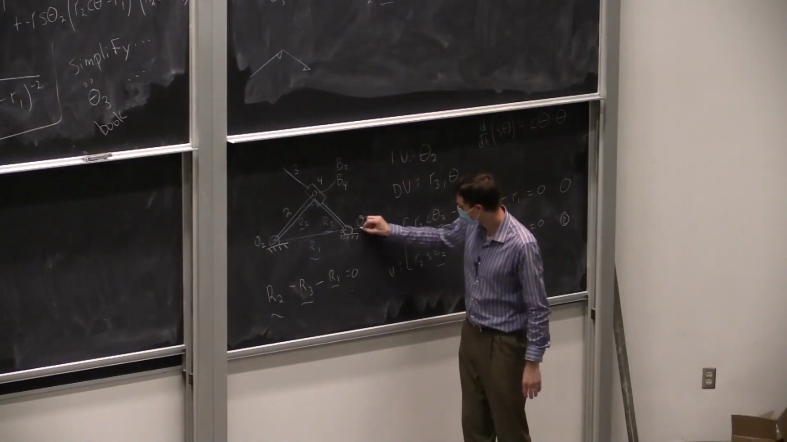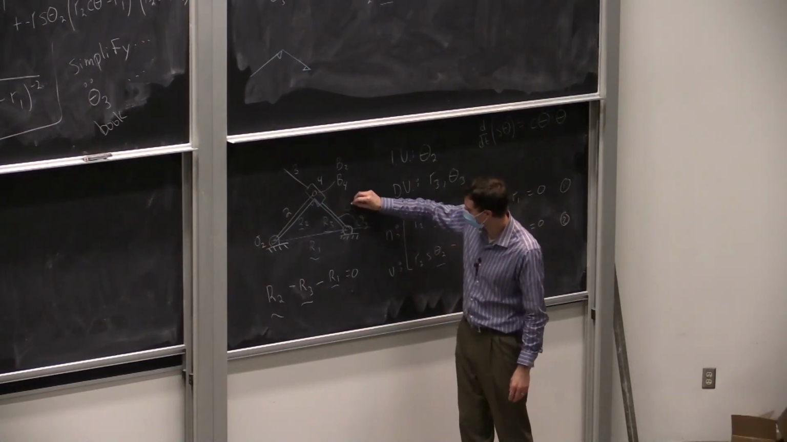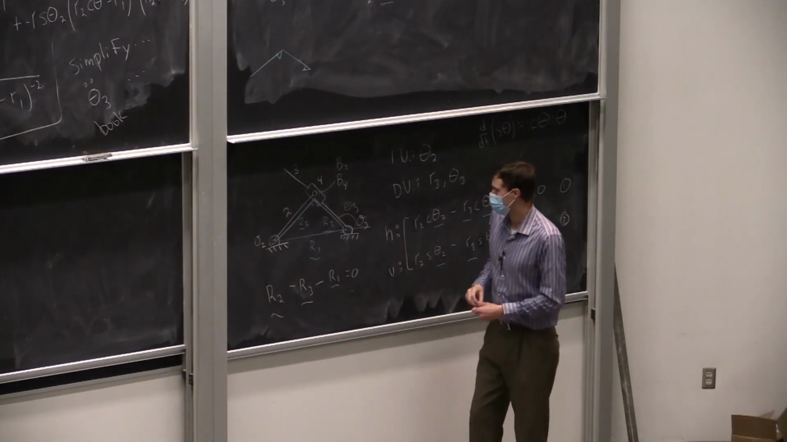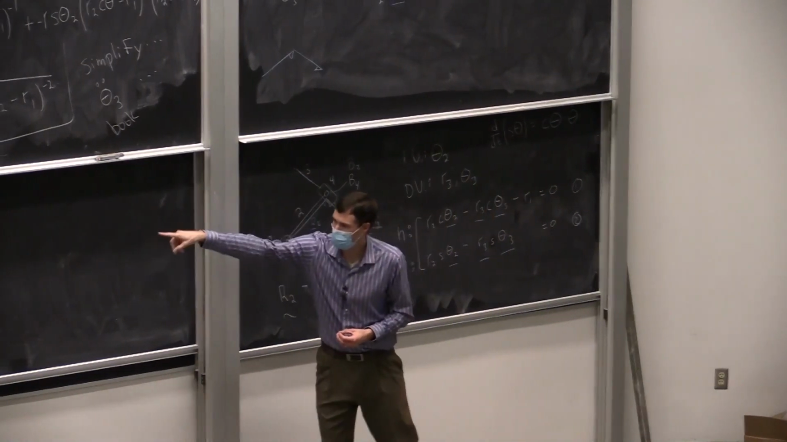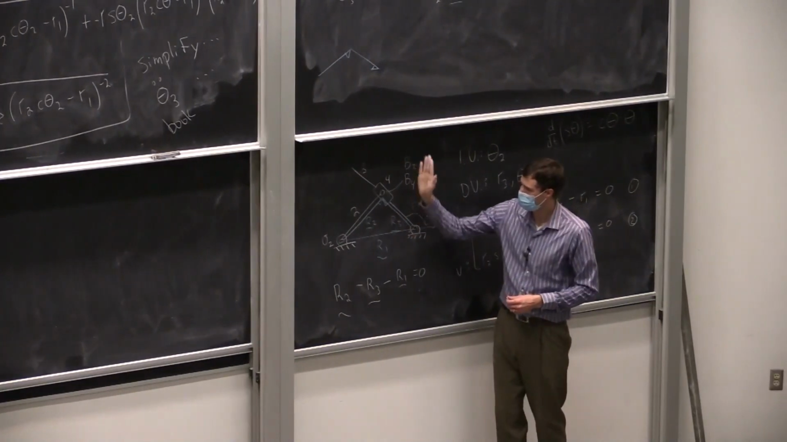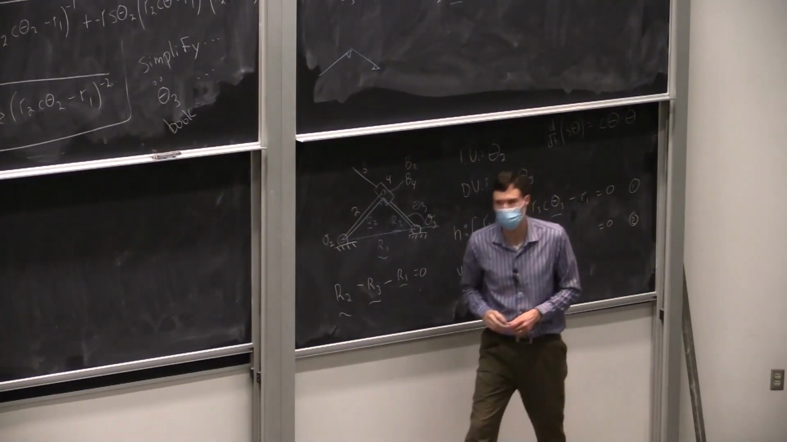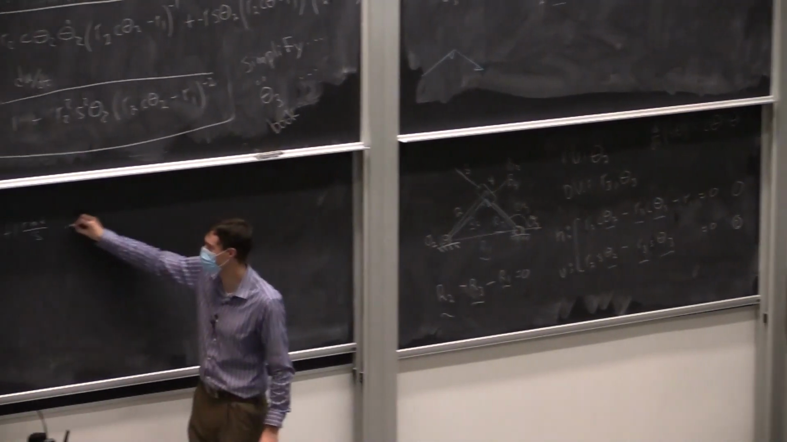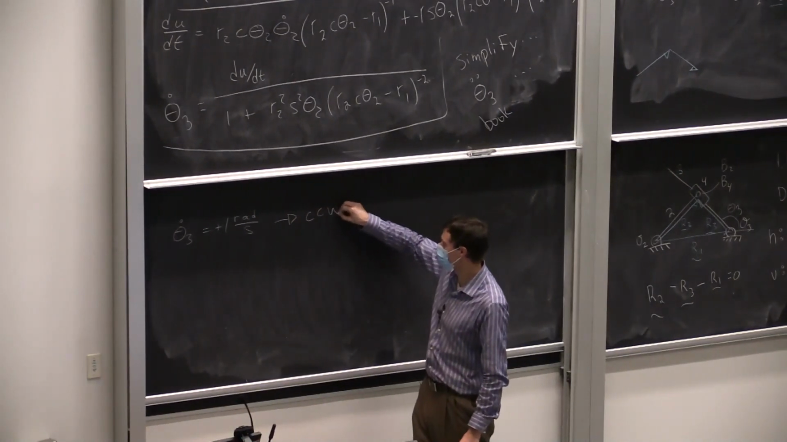So we need to think about how the angle's defined. I pointed the vector up that way, so you can define your angle from that. The way to think about it is a positive theta 3 dot means theta 3 is getting bigger. So length 3 should be going counterclockwise. So our interpretation of that is counterclockwise.